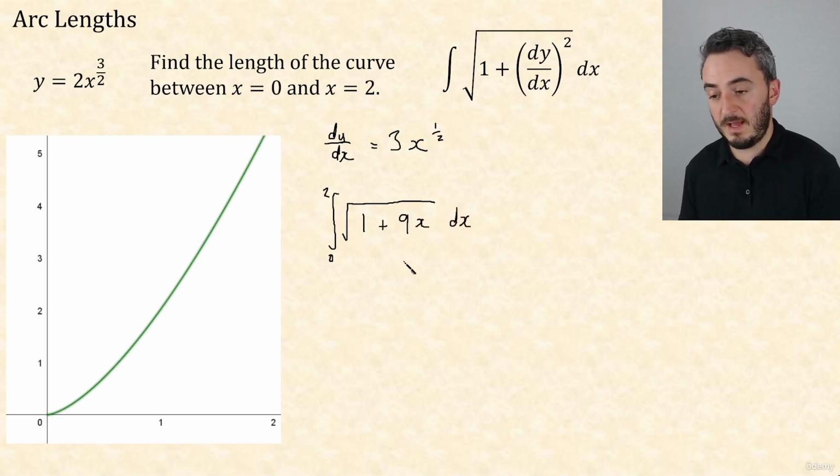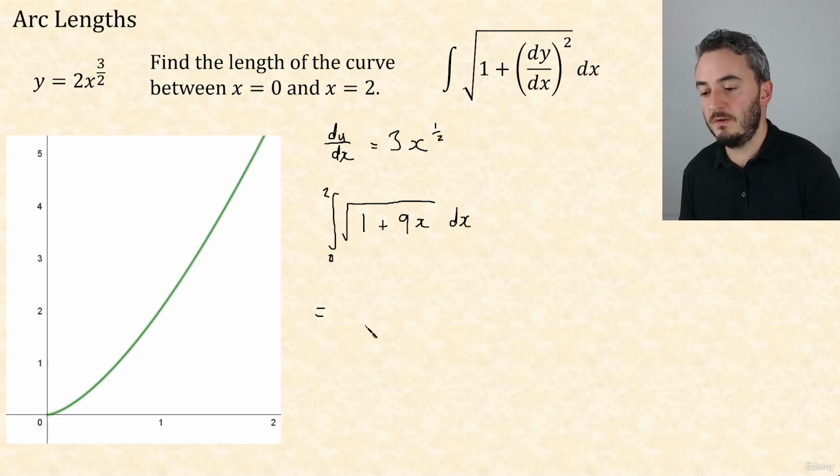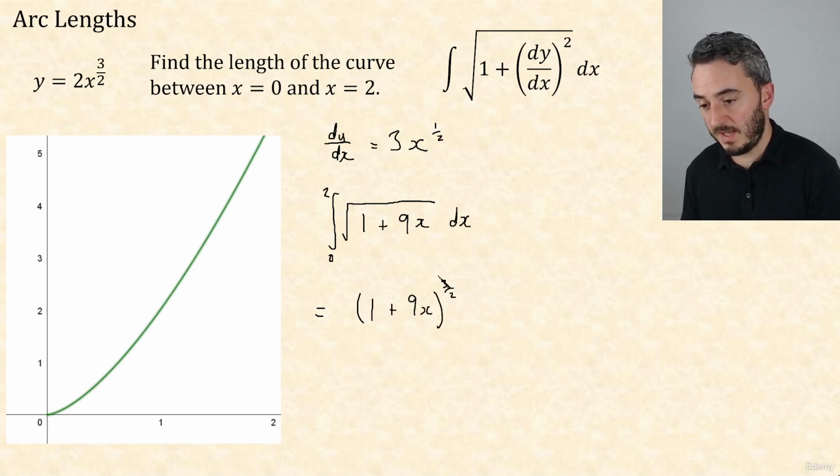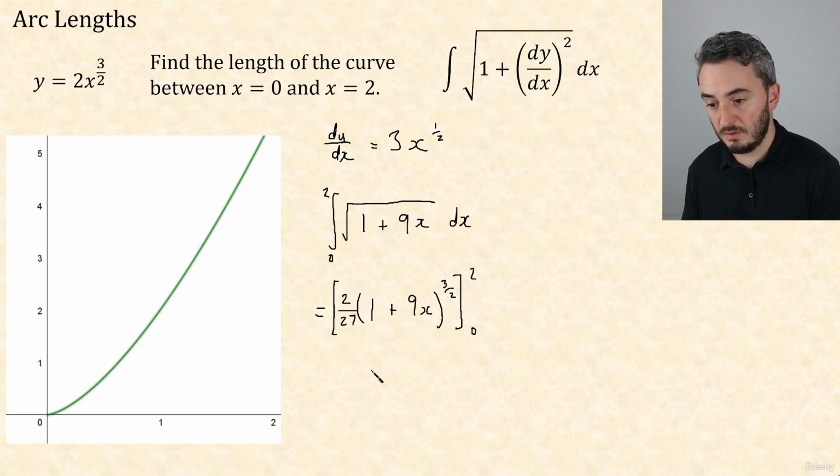Now integrate this however you like. You can use a substitution or reverse chain rule. I'm just going to use reverse chain rule. This is a thing to the power of a half. So when I integrate this, this is just going to be that same thing with a power of 3 over 2. But I imagine differentiating this. If I differentiated this, I would get 3 over 2 times 9, so 27 over 2, so I'll just compensate with a 2 over 27 here, and there is my integral. And I want to evaluate this now between 0 and 2.